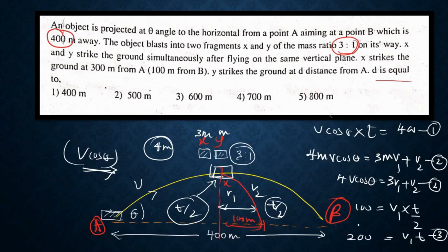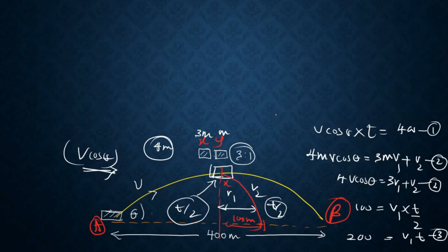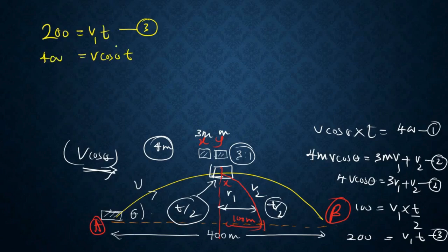So we have 3 equations. I hope from these 3 equations we can get to the answer. Let's do the simplification now. So 200 equals v1 t, our third equation, and of course we can connect the first equation, that is v cos theta times t equals 400.